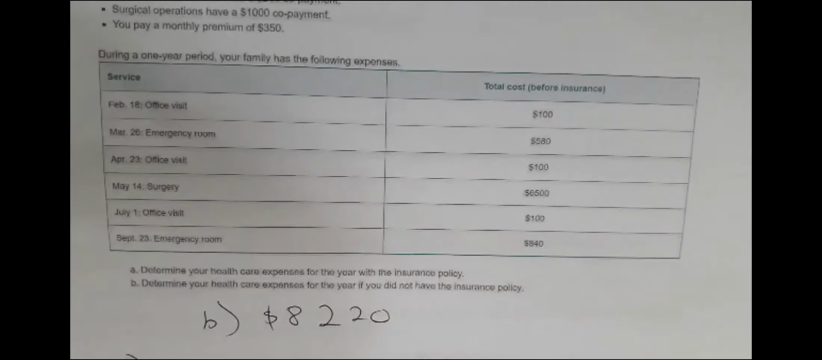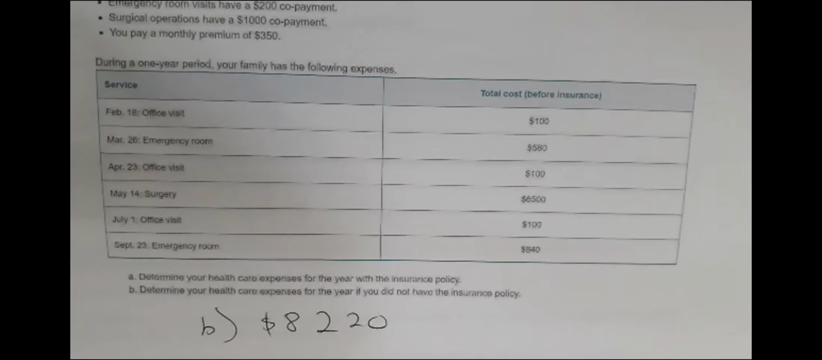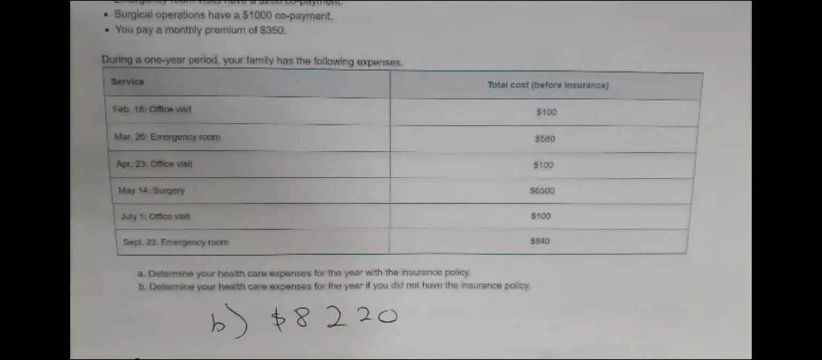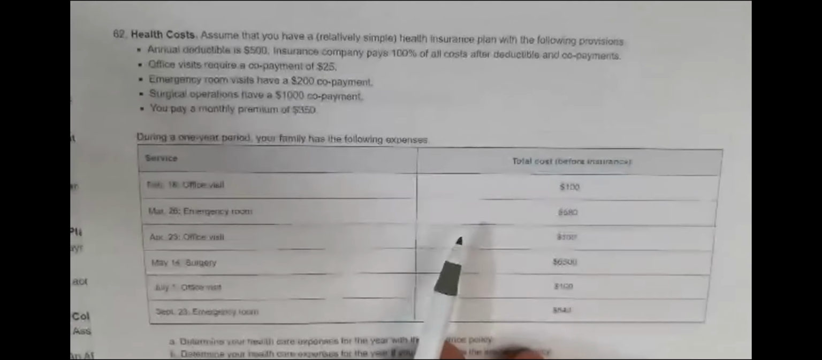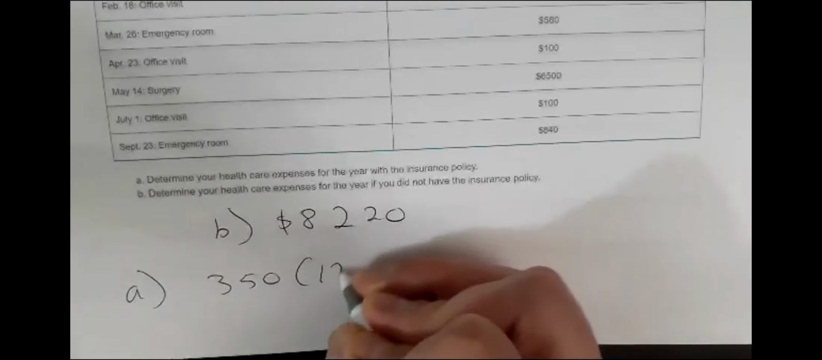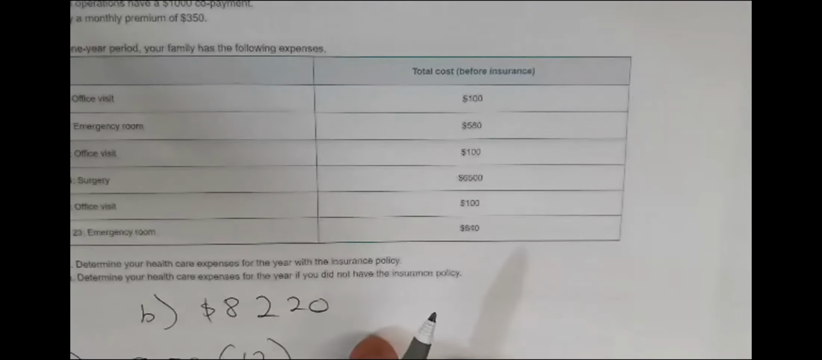The other way, it looks like we're doing a 1-year period. So we're doing this for a year. So if we're paying a premium of $350 per month, what I'm going to pay for the year is going to look like what? 350 times 12. So this is my premium for the year.